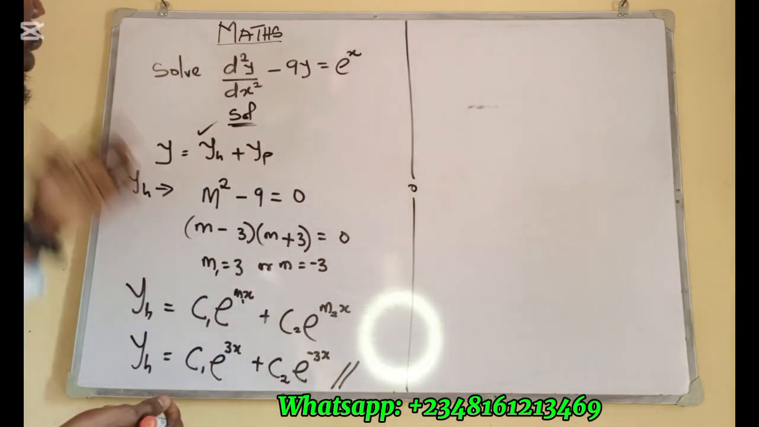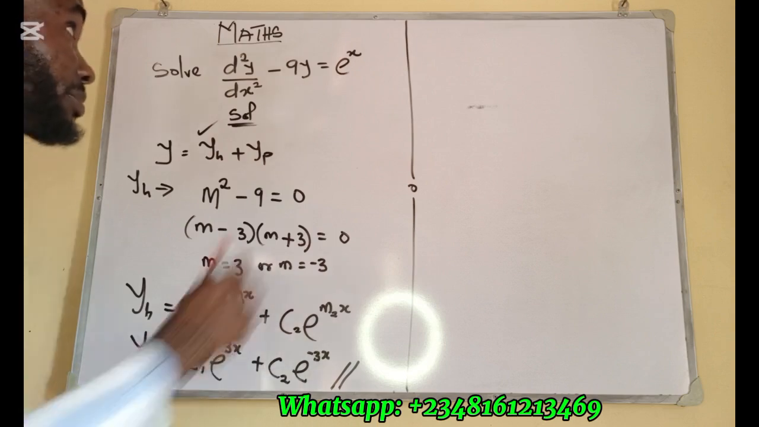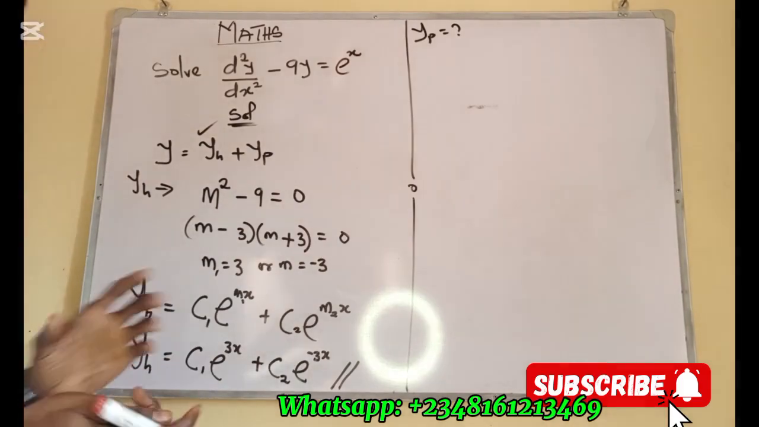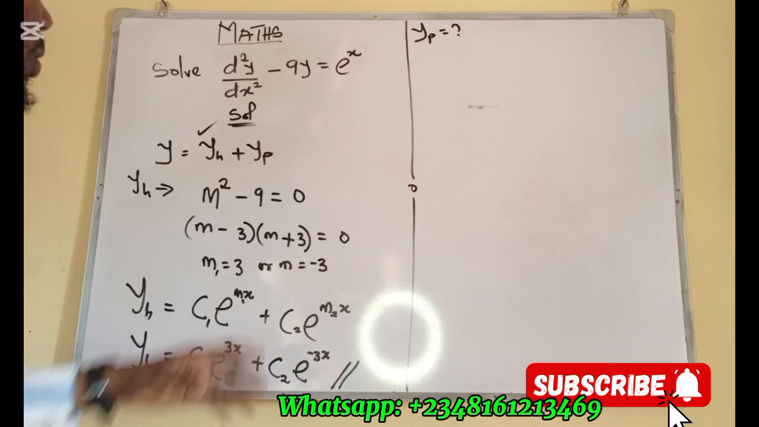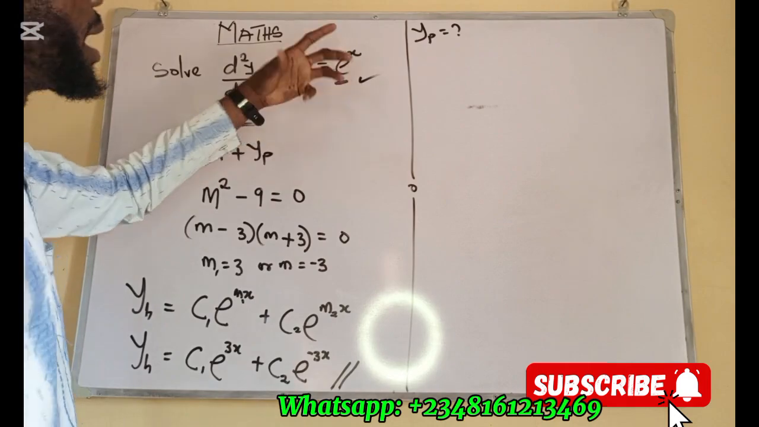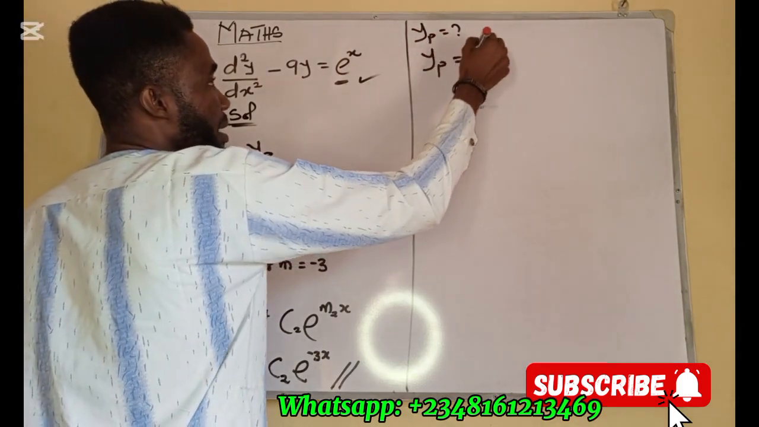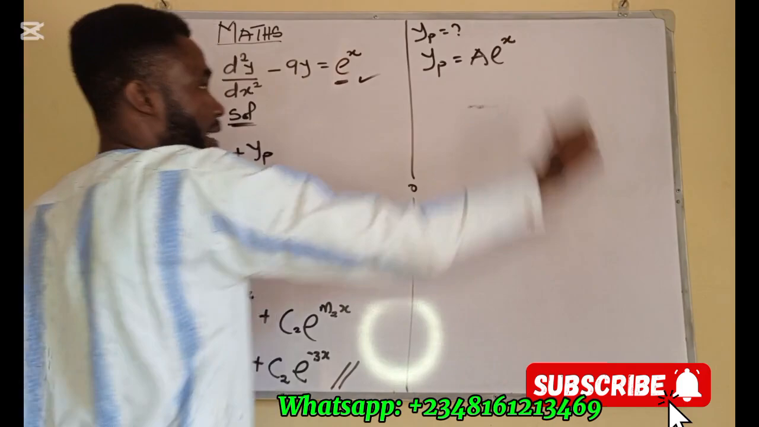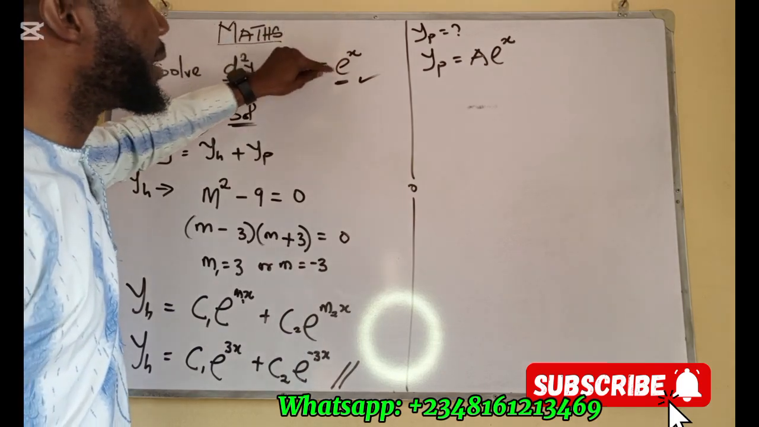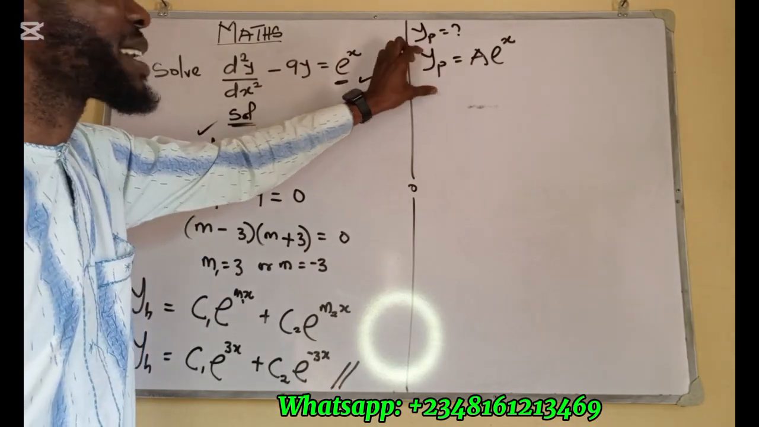So next now, guys, we need to obtain the particular solution of this very question. We want to obtain the y particular, the particular part of this question. And for you to consider solving the particular part, we need to watch what we have on the right hand side. If you watch here, we have an exponential function. So therefore, my y particular will have to appear this way: a exponential of x. Are we together now? So since the right hand side is an exponential function, the particular solution will be expressed in this format.